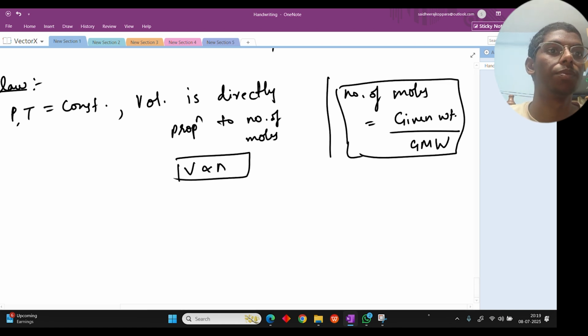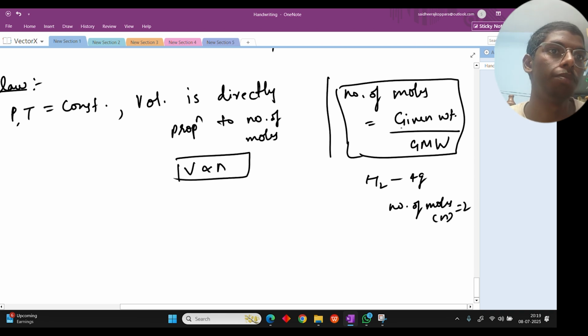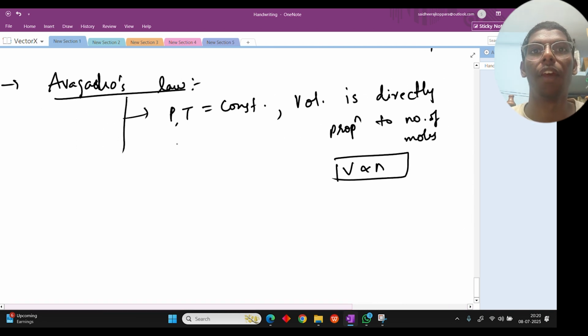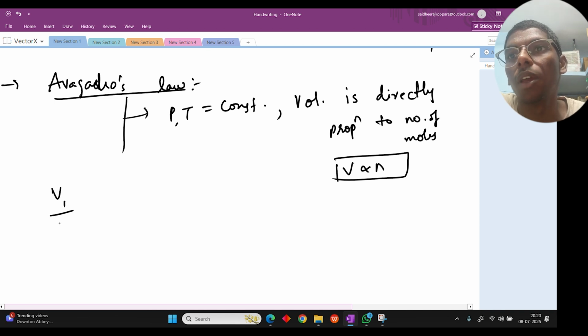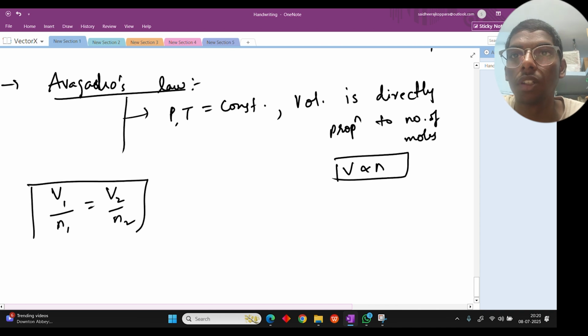Suppose the given molecule is H2, and the given weight is 4 grams, then the number of moles n will be 2, because 4 by 2, H2, the basic math. Similarly, how we wrote for Boyle's law that PV equals constant, we are gonna write V1 by n1 equals V2 by n2. This is what Avogadro's law says.